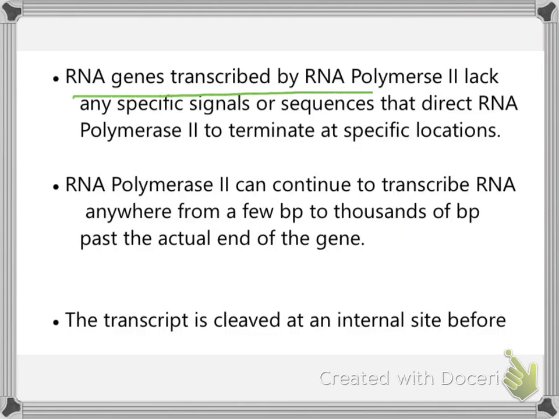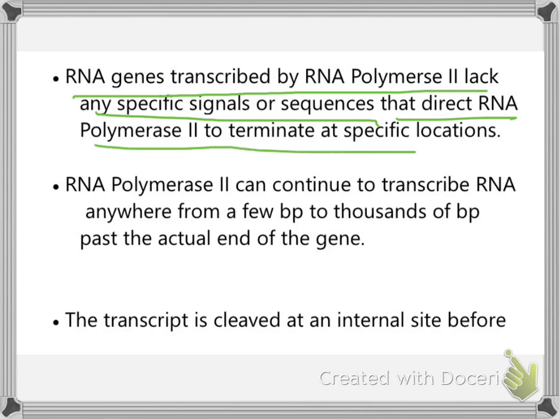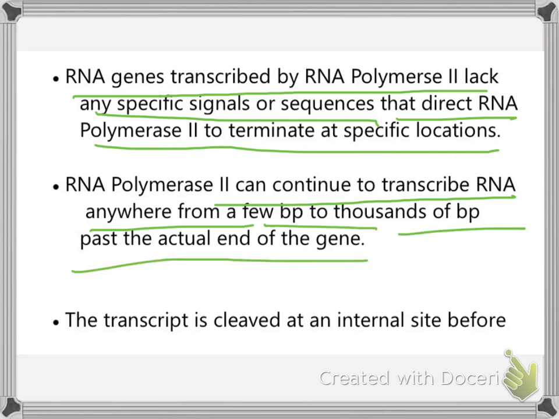That is, the RNA genes transcribed by RNA polymerase II lack any specific signals or sequences that direct the RNA polymerase II to terminate at a specific location. So it will continue. The RNA polymerase II can continue to transcribe RNA anywhere from a few base pairs to thousands of base pairs past the actual end of the gene. If this is the gene, this is the actual end of the gene, the RNA polymerase again transcribes the gene that is not required.